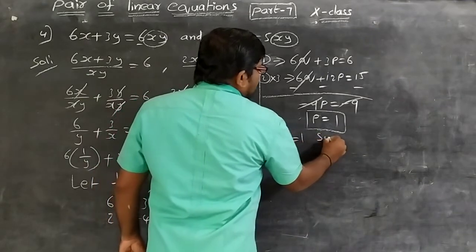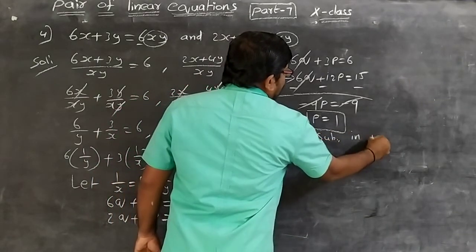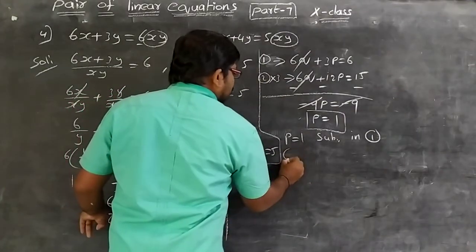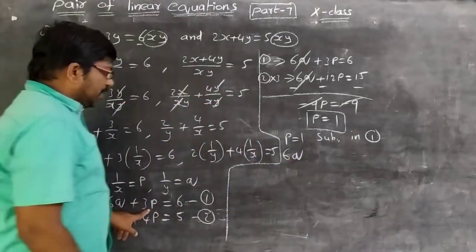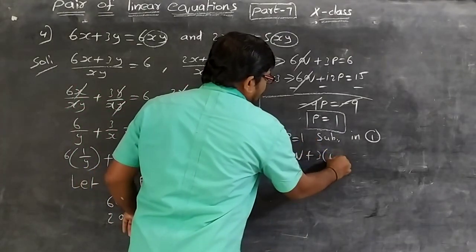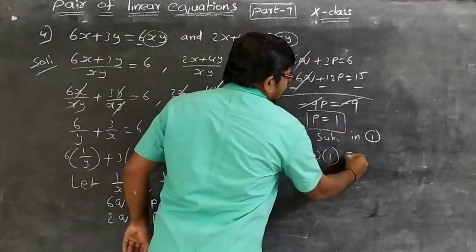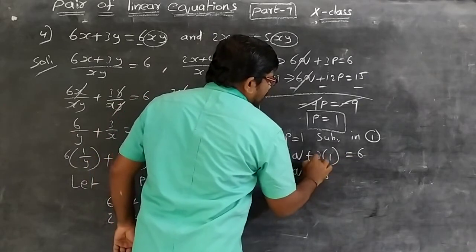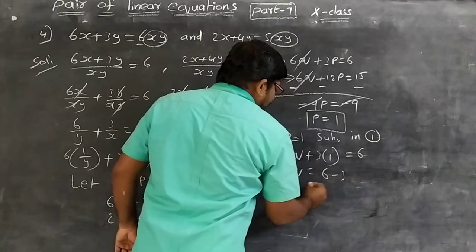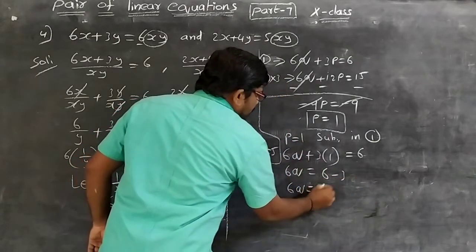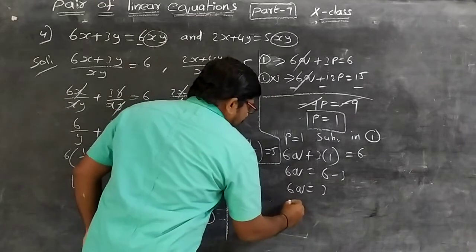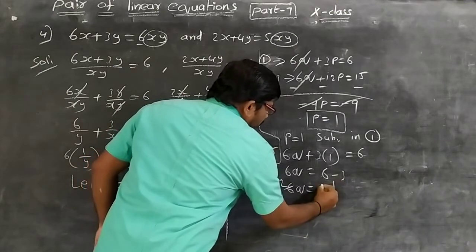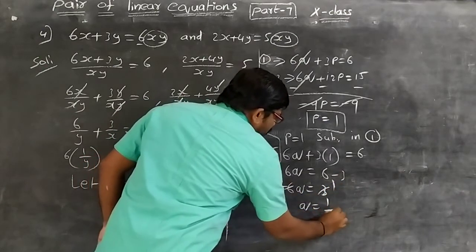p is equal to 1, substitute in equation 1: 6q plus 3 into the p value 1 is equal to 6. See, 6q is equal to 6 minus 3 ones are 3, taking it to that side as minus 3. 6q is equal to 3. Then q is 3 over 6. Then q is equal to 1 by 2, right?